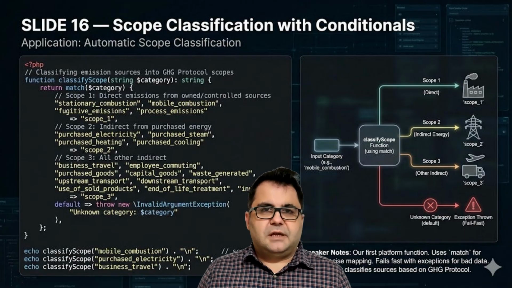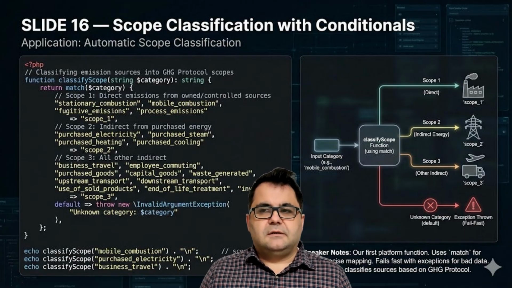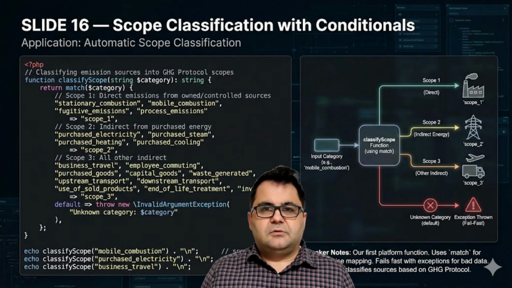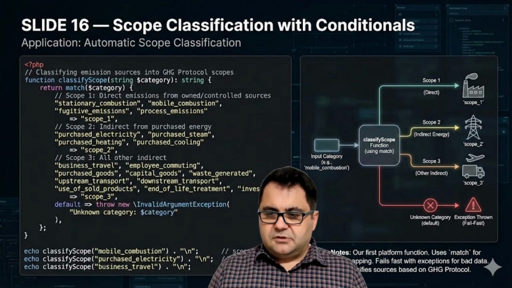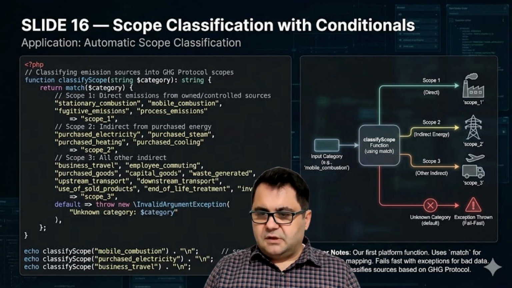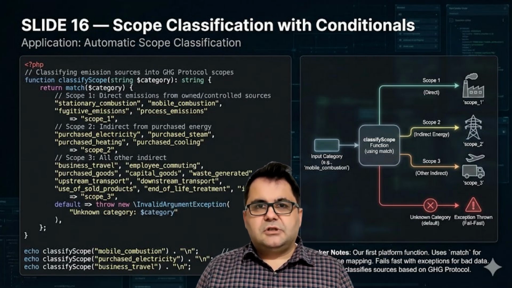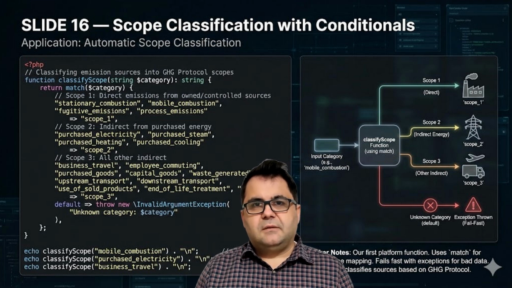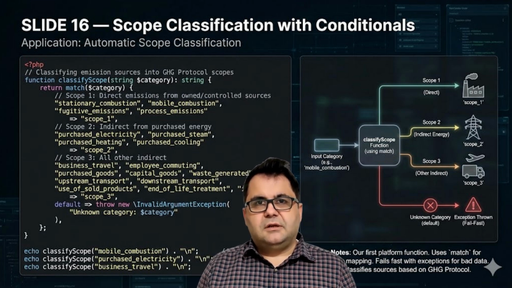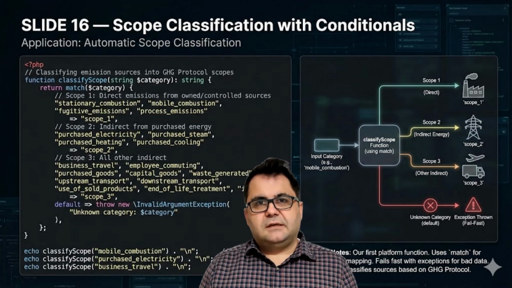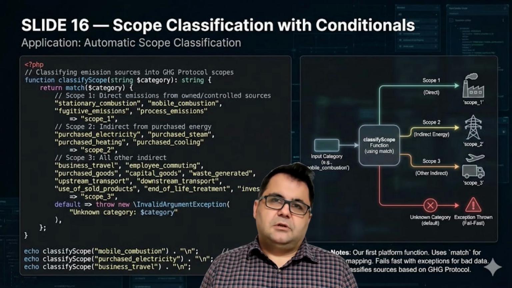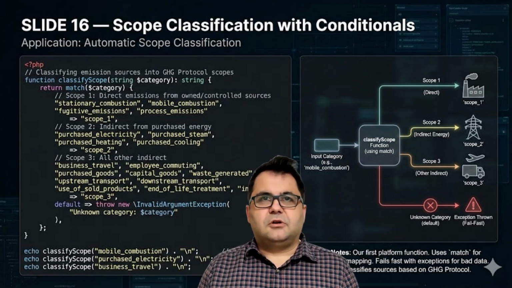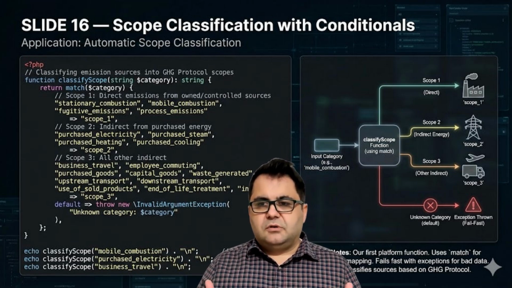Here's our first real platform function, scope classification. Given an emission category, it returns the correct GHG protocol scope. Match is perfect for this because each category maps to exactly one scope. The function throws an exception for unknown categories rather than silently returning a wrong value. This is fail-fast design. In a real platform, bad data should cause an error, not a wrong calculation. We list all 15 Scope 3 categories from the GHG protocol.